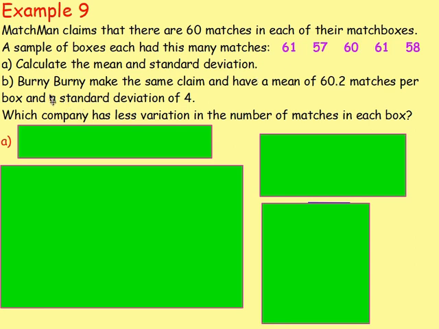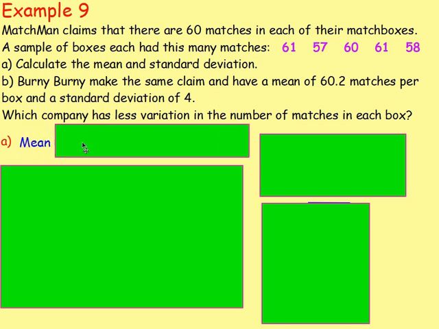And then part B, Bernie make the same claim and have a mean of 60.2 matches per box and a standard deviation of 4. Which company has less variation in the number of matches in each box? Let's start off with part A. Well, you can see that is the number of matches in 5 of the boxes. We have to work out the mean and standard deviation.